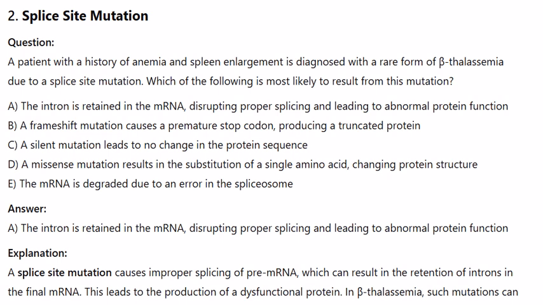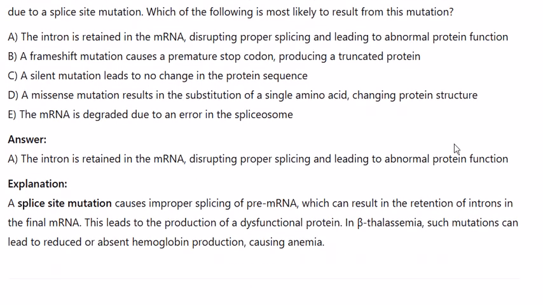B. A frame-shift mutation causes a premature stop codon, producing a truncated protein. C. A silent mutation leads to no change in the protein sequence. D. A missense mutation results in the substitution of a single amino acid, changing protein structure. E. The mRNA is degraded due to an error in the spliceosome. Answer: the intron is retained in the mRNA, disrupting proper splicing and leading to abnormal protein function.